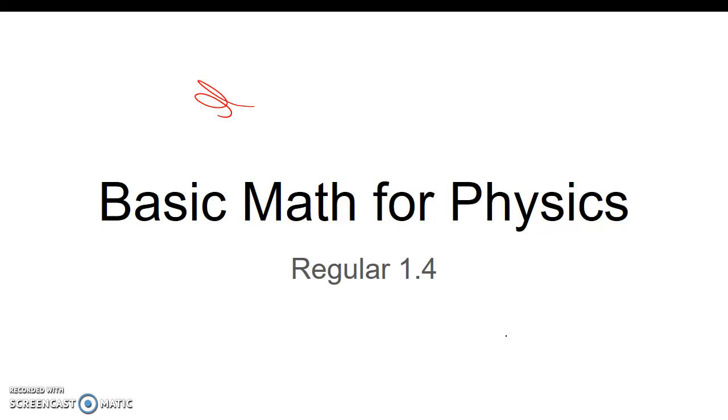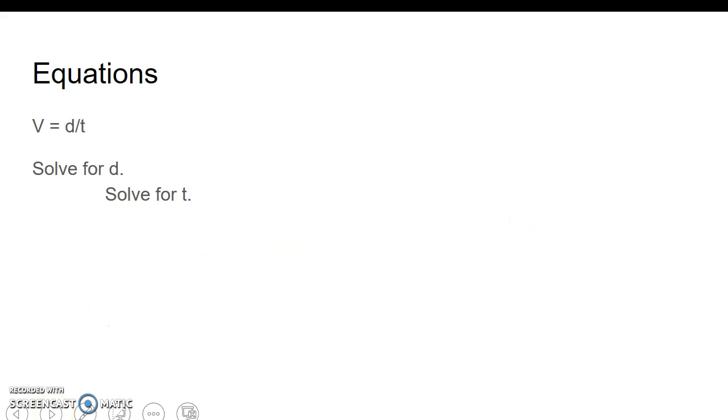Okay, we looked at units and dimensions. Now we're just going to talk about a little more basic math here to help you out with your physics homework. First off, equations. This is a typical equation that we'll look at here next week. Velocity's distance over time. So let's solve this for d and solve it for t.